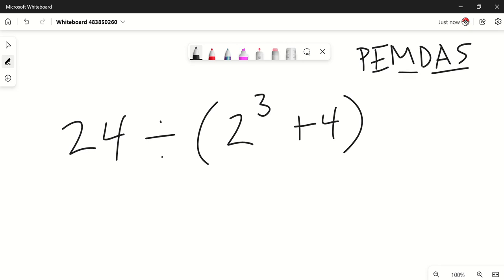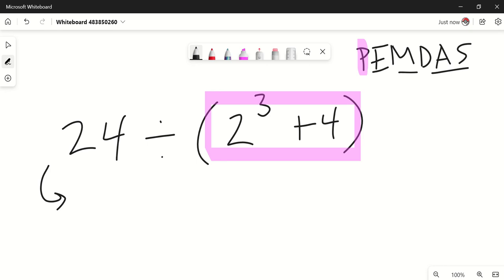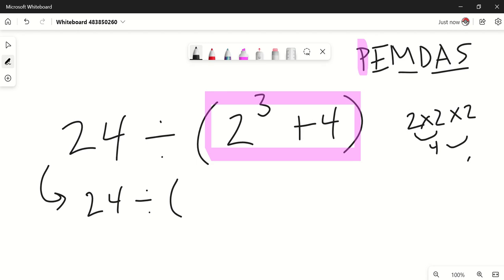All right, so again, PEMDAS. Again, MD and AS are together. Parentheses first, which I have right here. Now, I am going to do exponents inside of the parentheses first. So I'm going to go ahead and rewrite my little expression. 24 divided by, and I still have parentheses because 2 to the power of 3 is the same thing as 2 times 2 times 2. Not 2 times 3. So 2 times 2 would be 4, times 2 is 8. So this will become 8 plus 4 in my parentheses.